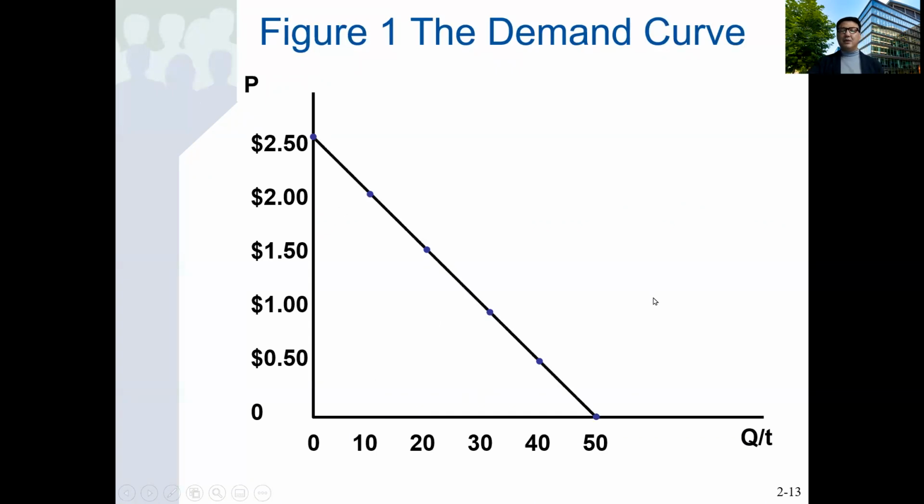Okay, so if you draw a straight line, this is what the demand curve looks like. It's sloping downward in a straight line. So this is what's called the demand curve.